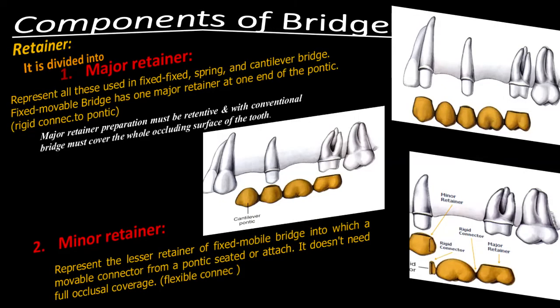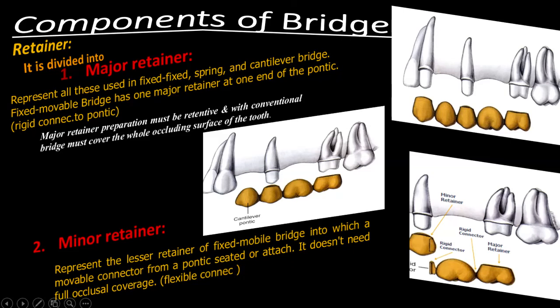As we said from the beginning, retainer can be divided into major and minor retainer. الميجر والماينر، طبعا مثل ما قلنا أيضا according to the connection with the pontic. لما نقول major، معناها the connection between the retainer and the pontic is solid or rigid. It does not give any access for any movement, so it is rigid. In such a case نسميه major retainer. This type of retainer is used in fixed-fixed, spring and cantilever bridge, وأيضا بالfixed movable bridge have one fixed major retainer.